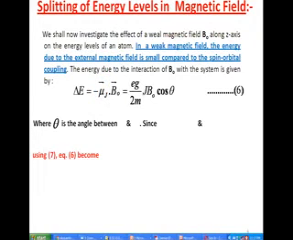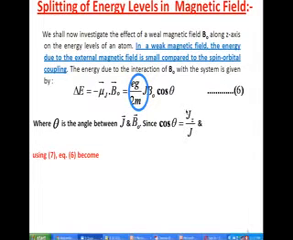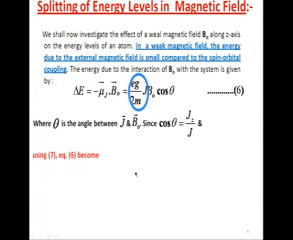Remove this dot, so it is J·B cos theta, and the value of this mu_J is equal to eg over 2m into J, where theta is the angle between mu_J and B naught, that is J and B naught. Now this cos theta is equal to the z component of J over J.